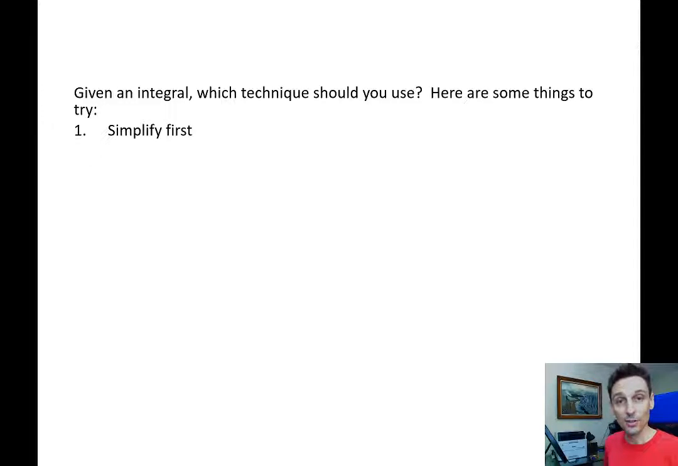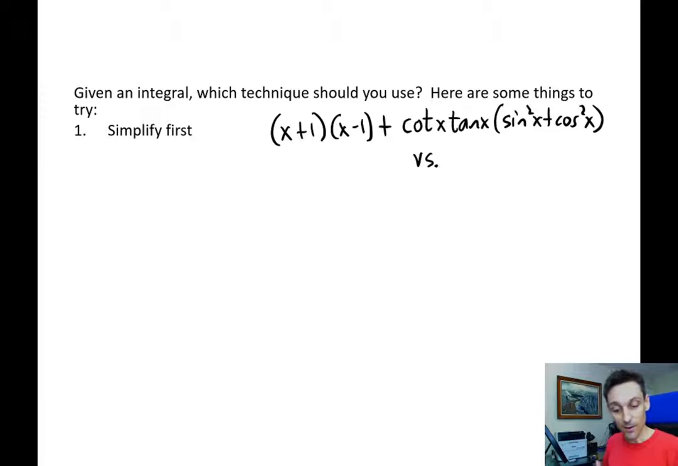The first thing you should always think about doing is simplifying the integrand. Simplify, simplify, simplify. For example, it's much harder to integrate this expression, (x plus 1)(x minus 1) plus cotangent x tangent x times the quantity sine squared x plus cosine squared x, than it is to integrate this function, which is equivalent, x squared.